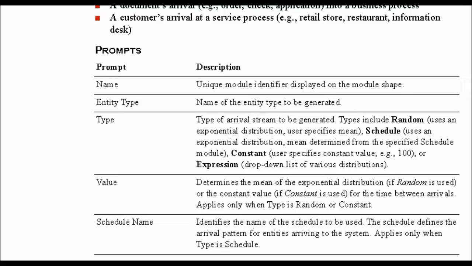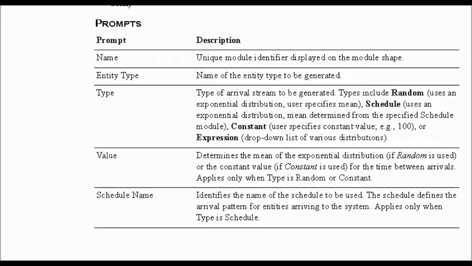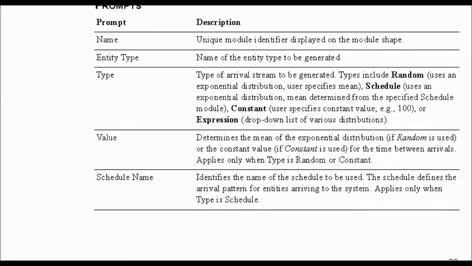Schedule name identifies the name of the schedule to be used. The schedule defines the arrival pattern for entities arriving to the system. Applies only when type is schedule. Expression: any distribution or value specifying the time between arrivals.